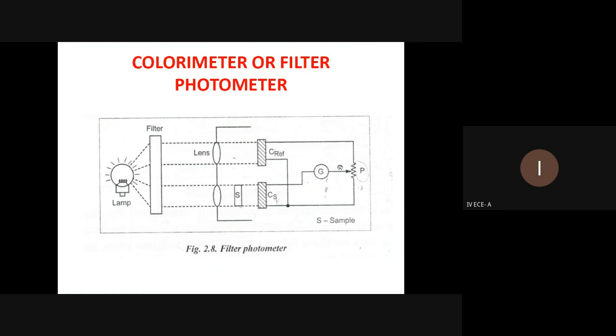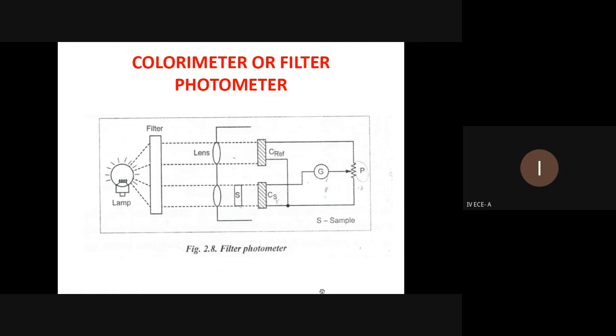The transmitted light falls on the photocell and that generates a current. This photocurrent is indicated by the galvanometer, which is calibrated in a transmittance scale. Since the photocurrent is directly proportional to the transmitted light, the transmittance scale is linear.